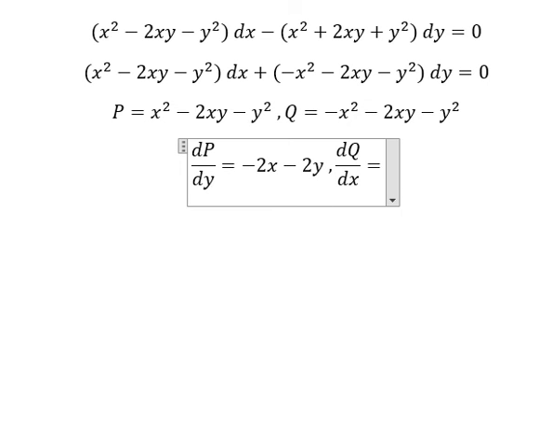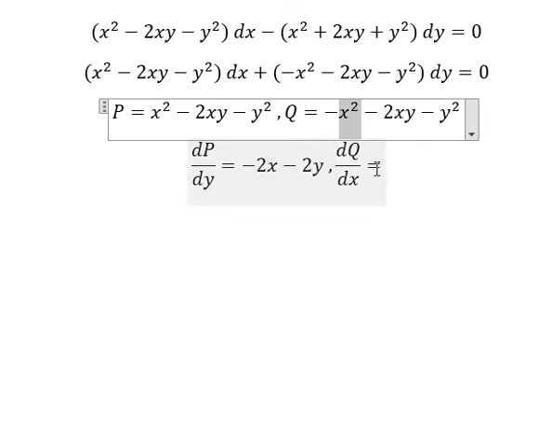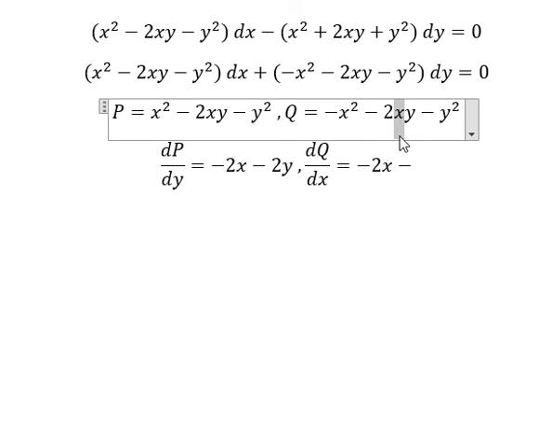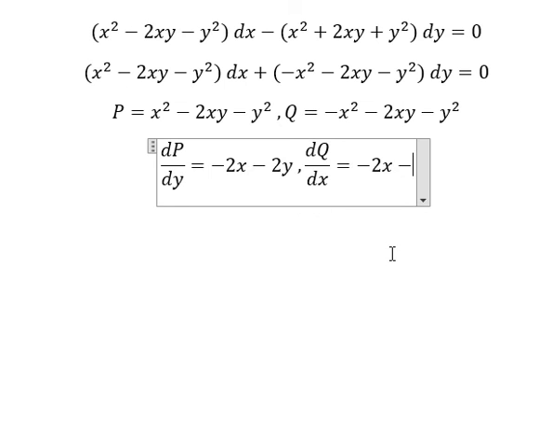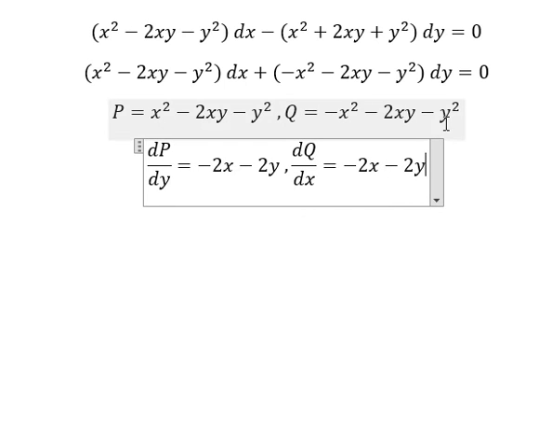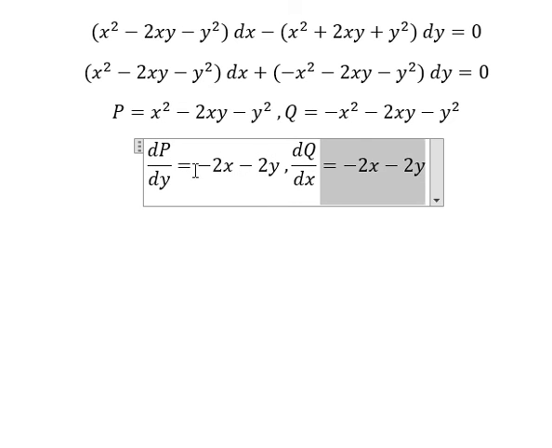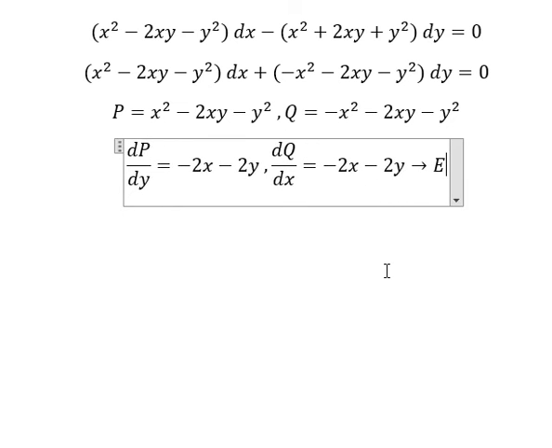We have dy, so that means we need to do first the derivative of q with respect to x. This one we have 2x. This one we have number 1, so we have negative 2y. We don't have x, so you got number 0. So we see that this one and this one, they are the same. So that is about exact.